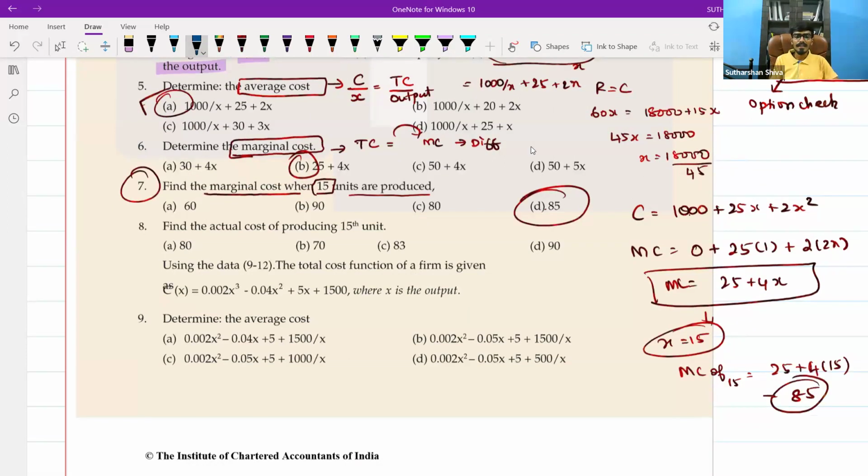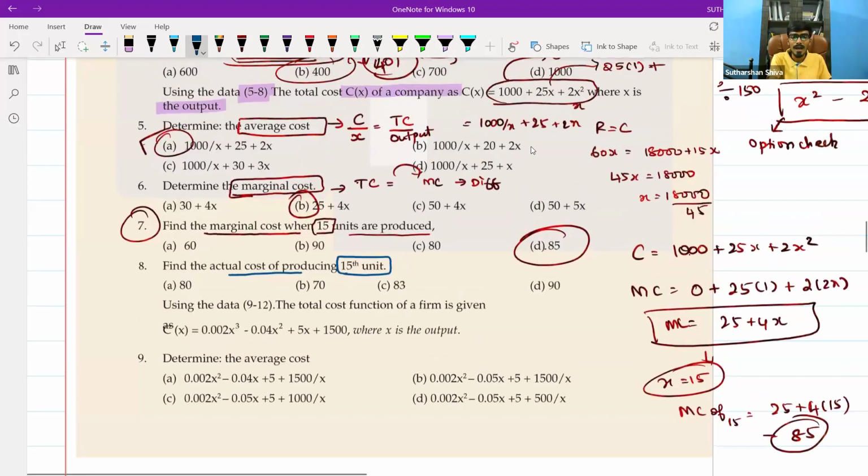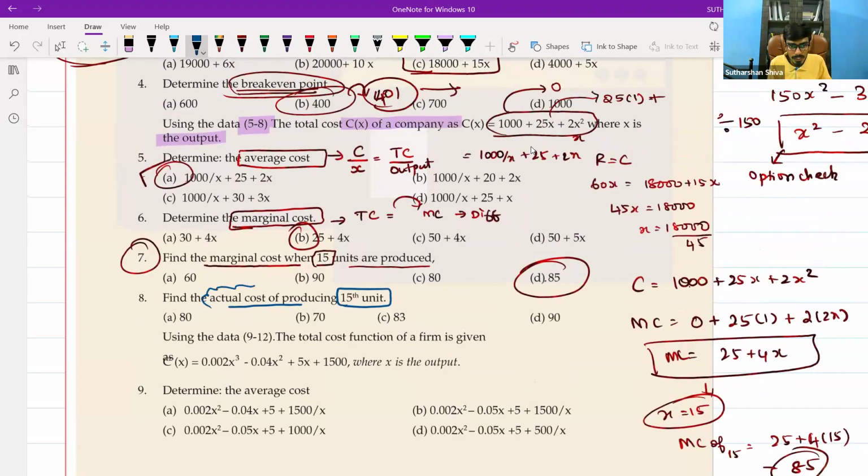Next, find the actual cost of producing the 15th unit. What is the cost of producing the 15th unit? Up to the 14th unit, I am producing something. At the 15th unit, what is my cost? Actual cost, that's what the question is. That is the key point. Cost is nothing but total cost.